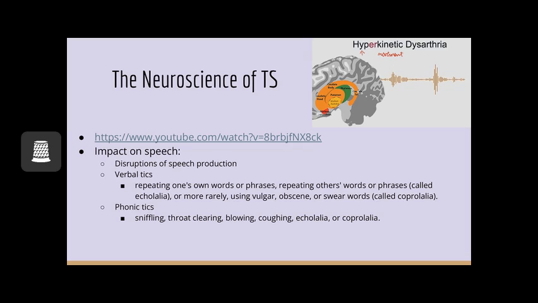The impact on speech is important to consider here. As I mentioned earlier, there are verbal tics and phonic tics. That includes repeating one's phrases, one's words, repeating others' words or phrases, which is called echolalia. And of course, coprolalia is the use of vulgar or obscene words. Phonic tics include sniffling, throat clearing, blowing, coughing, echolalia, as well as coprolalia.